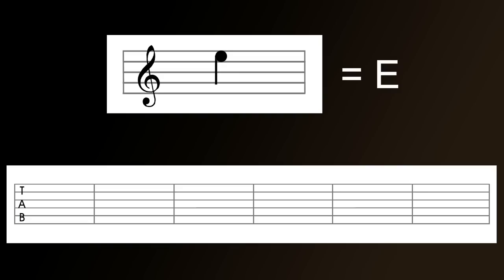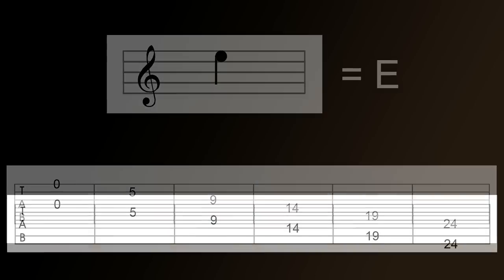However, the top E string, that pitch, can appear 6 places on a 24 fret guitar. Now, I'll demonstrate that now. Obviously, as I've just stated, it appears as the open top E string, but then it appears as the 5th fret on the B string, the 9th fret on the G string, the 14th fret on the D string, the 19th fret on the A string, and the 24th fret on the bottom E string. I'll show you that now on a guitar.